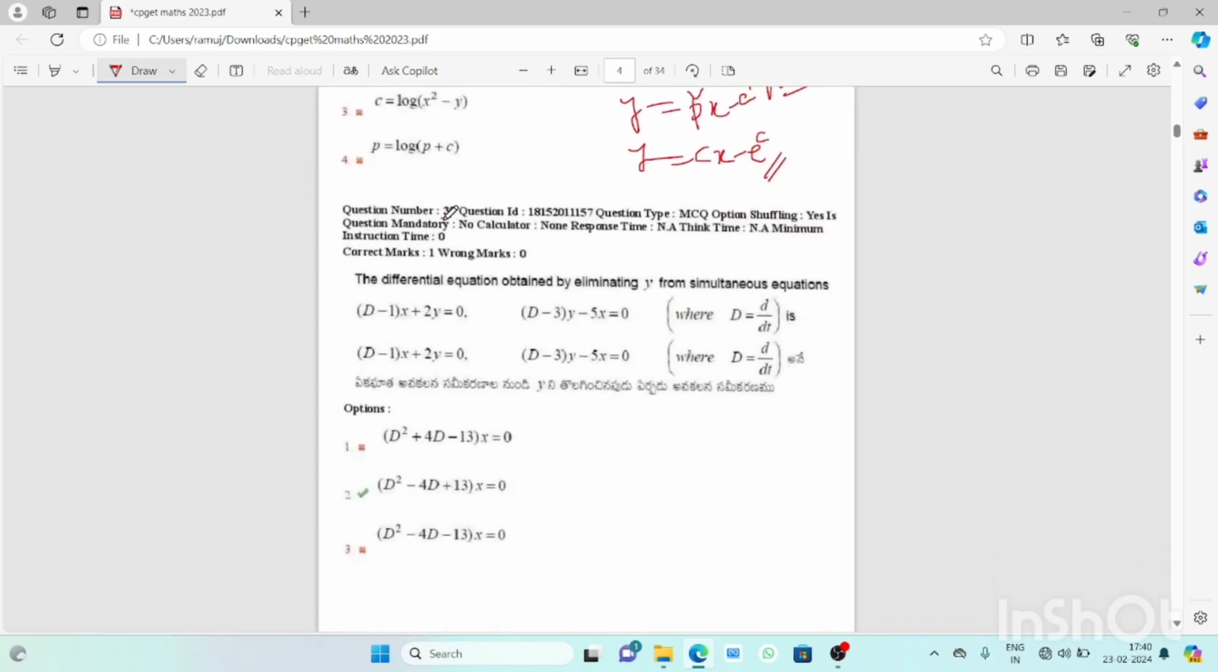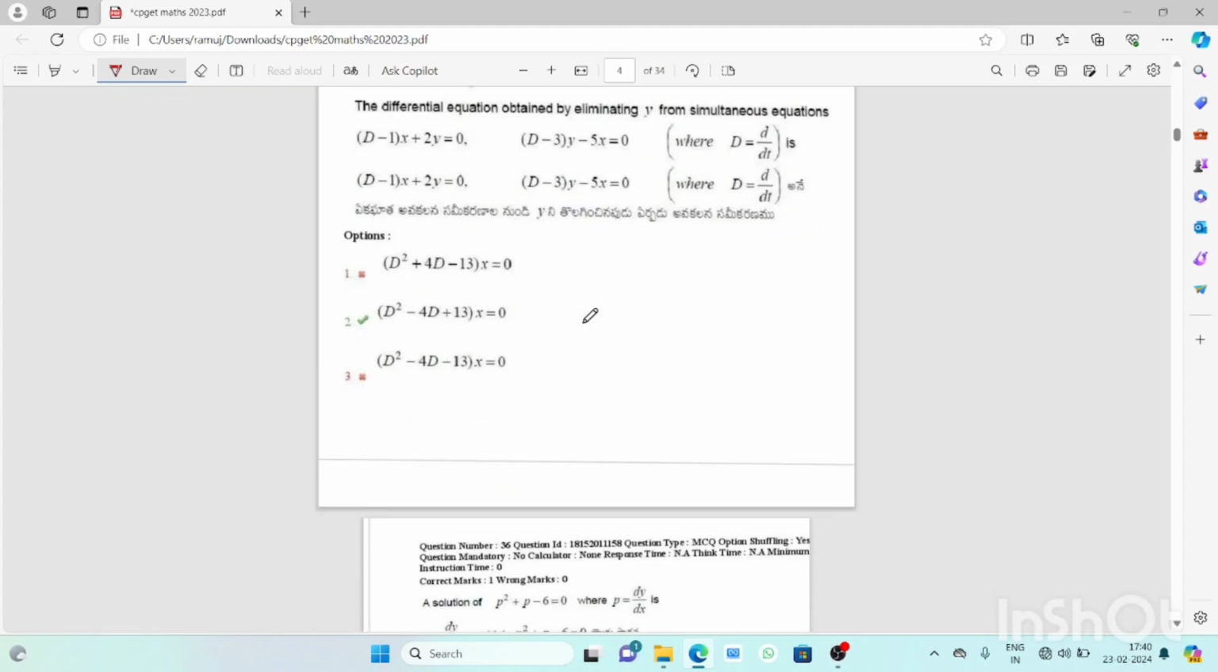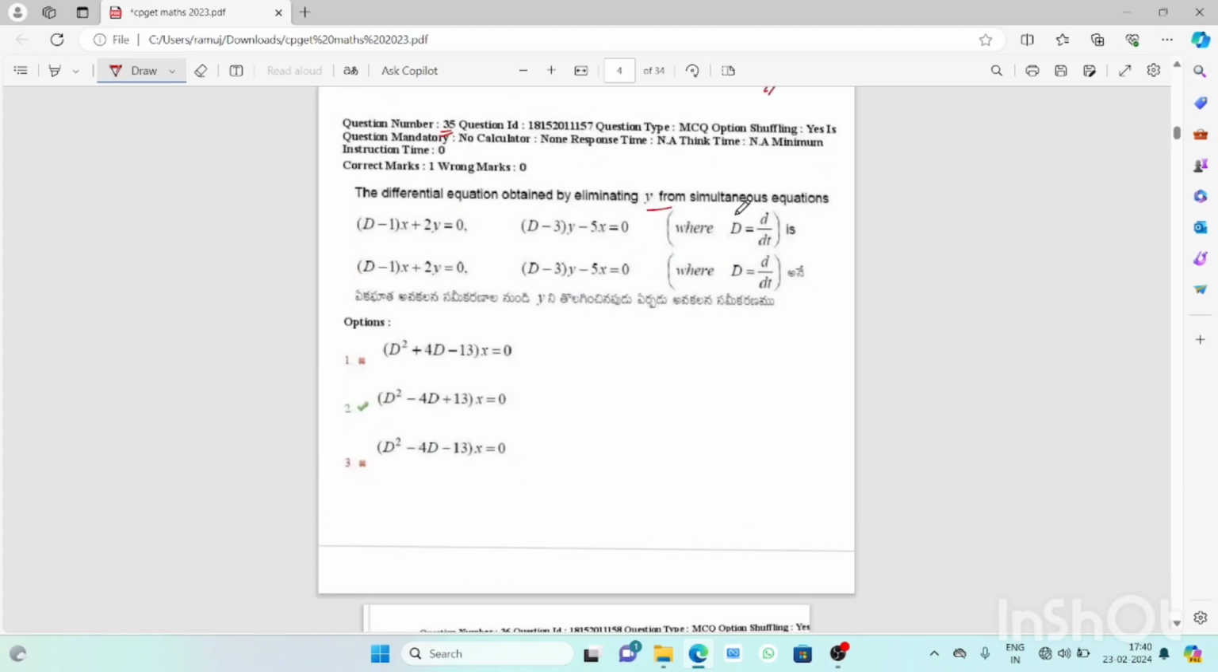And the 35th question is, the differential equation obtained by eliminating y from the simultaneous equations. This is a very easy question. He provided two differential equations. If you eliminate the y term, you will get the dependent variable in terms of x.